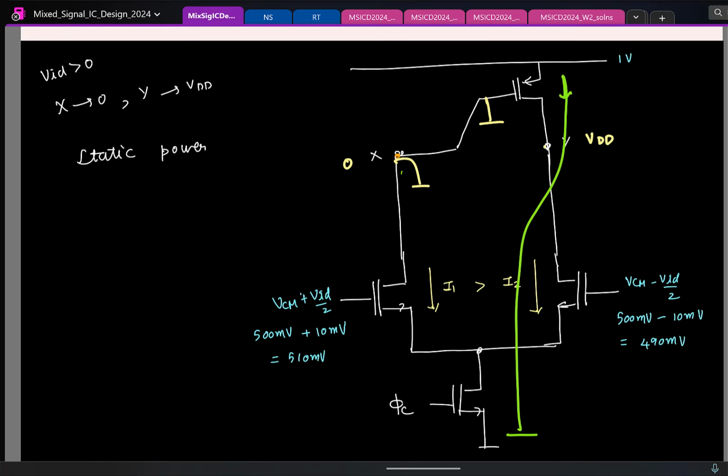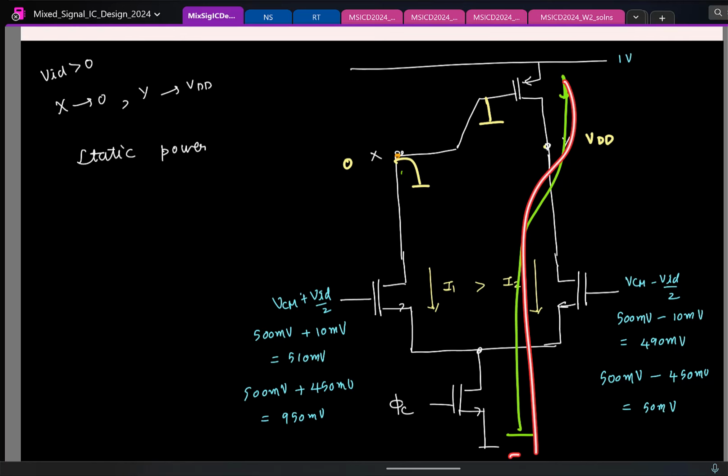So this is not a great thing. And again, this will happen for actually small values of differential input. If let us say I take a differential input of, say, 450 millivolts, so this is 450 millivolts, so this is 950 millivolts, whereas on the other side, it will be minus 450. It's just 50 millivolts. If you have a large differential input, this will be off, we will not have issues. But if you are dealing with relatively small differential inputs, you will have static power. So that's something we would like to avoid.